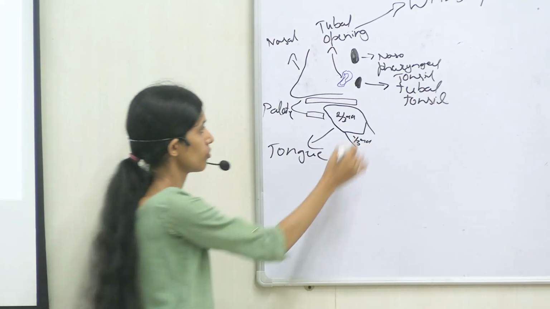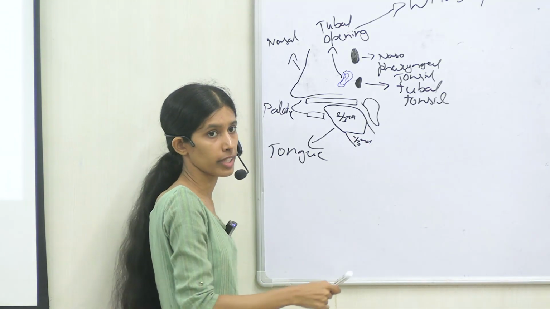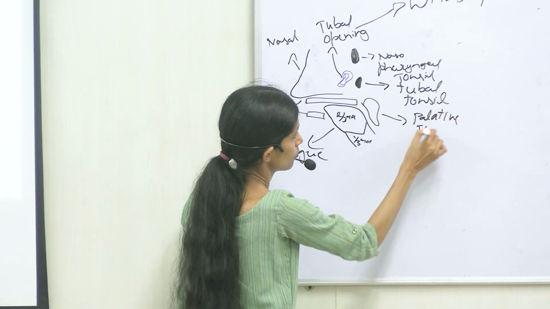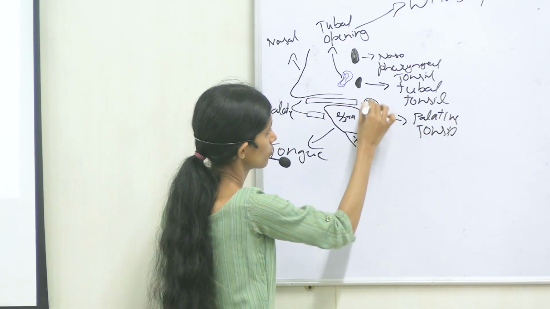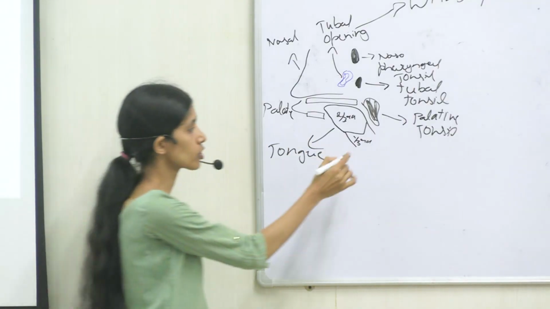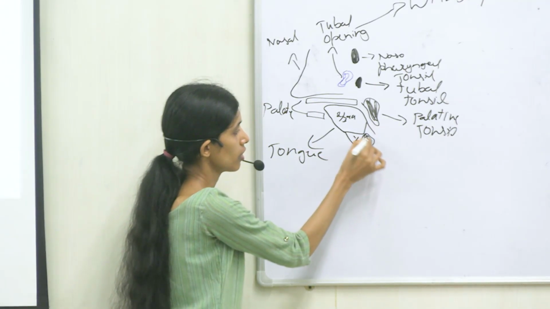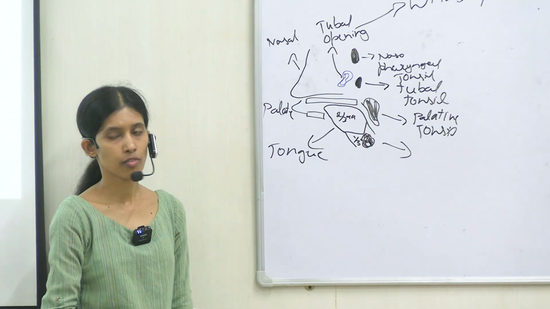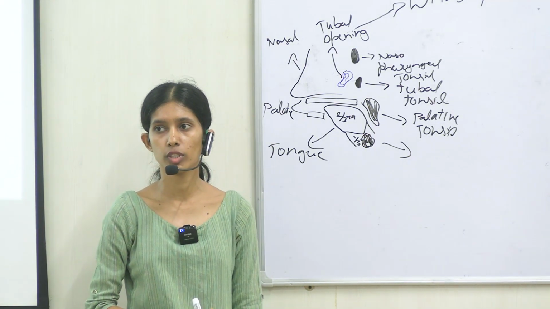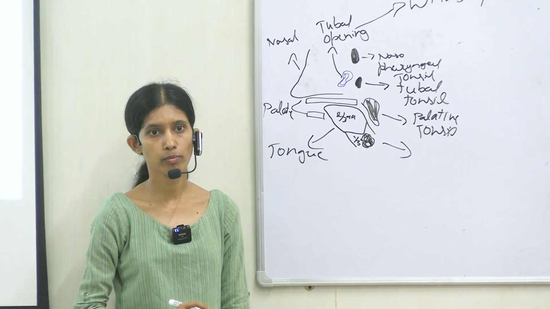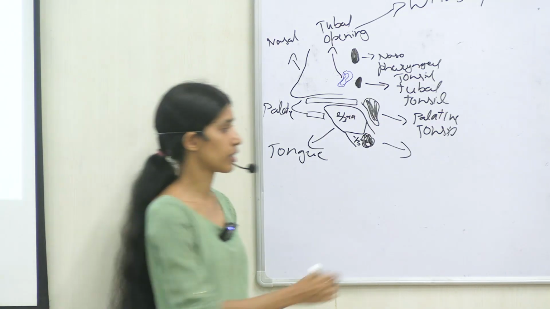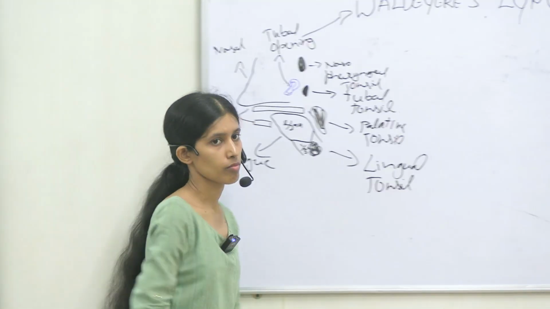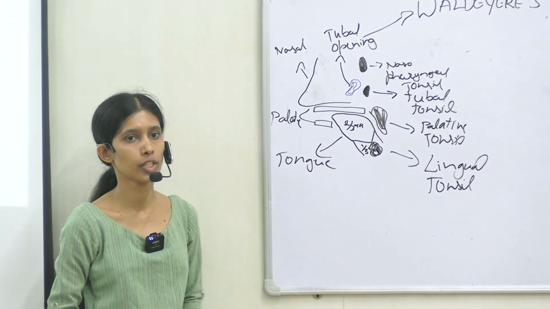And on the palate region we have the palatine tonsil. Okay. And on the posterior 1/3 of your tongue region we can see which tonsil? Which tonsil is present in the posterior part of the tongue? It is your lingual tonsil. Okay. This is how the side view of your tonsils will look.